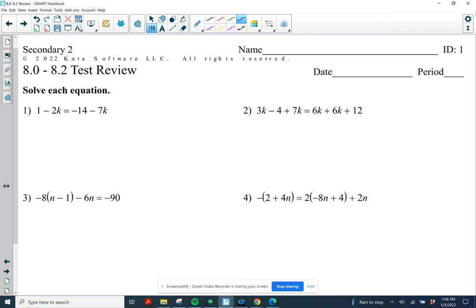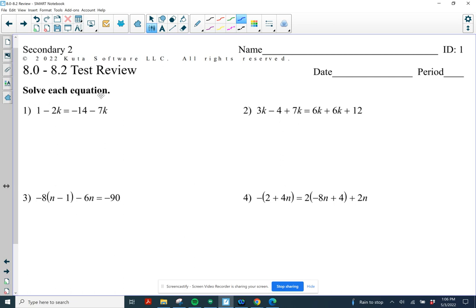Welcome to the solutions for the 8.0 to 8.2 test review. So this first video is going to go through just the first 4 problems, and there will be other videos for the remaining sections. So in problems 1 through 4, we are solving equations.